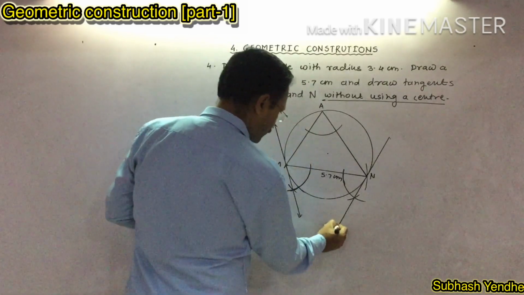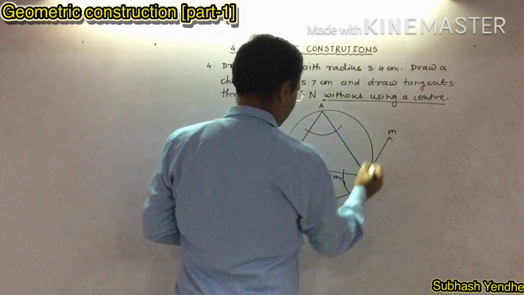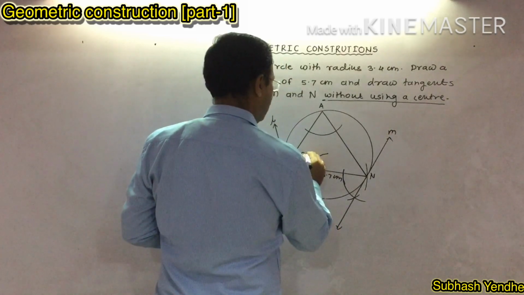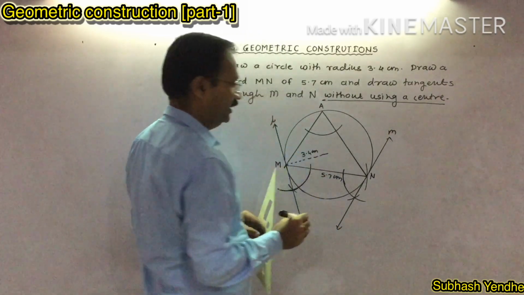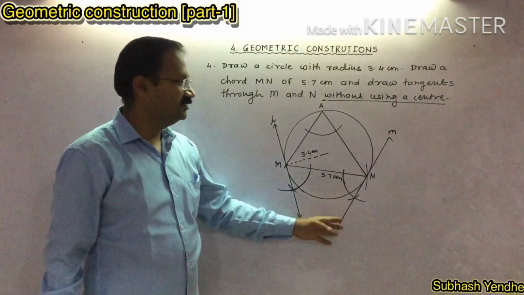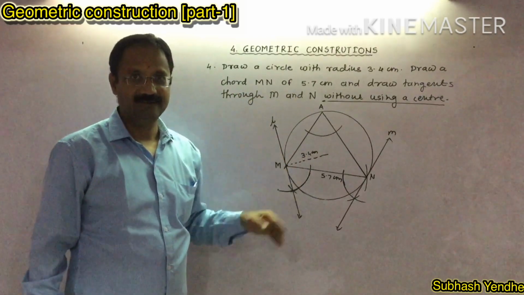Okay. Now what you have to do? Give the name L and M, and the radius of the circle is 3.4 centimeter. These are the two tangents without using the center of circle.